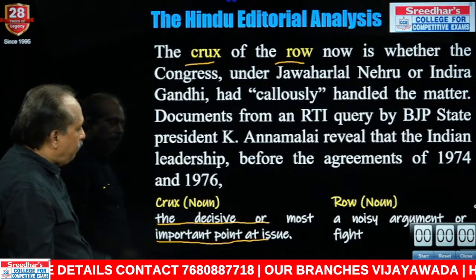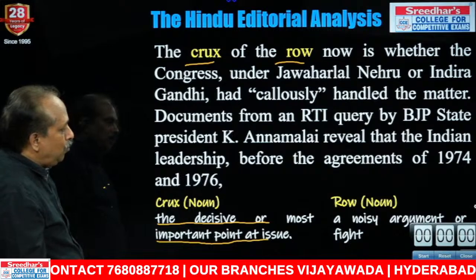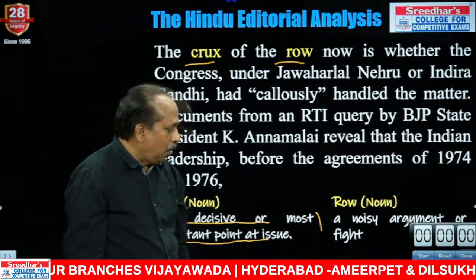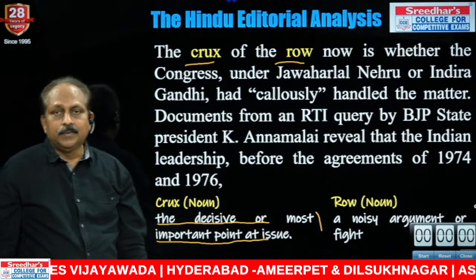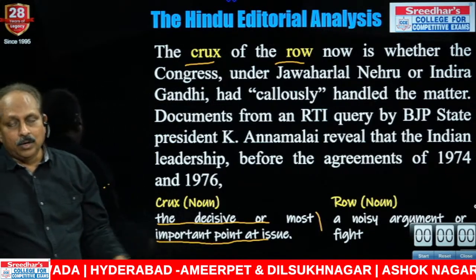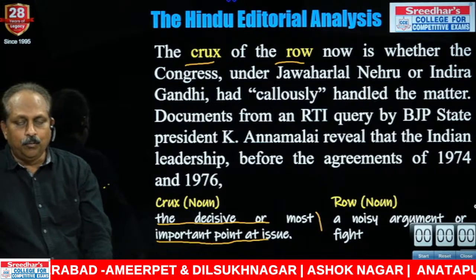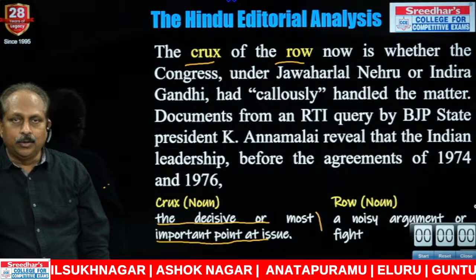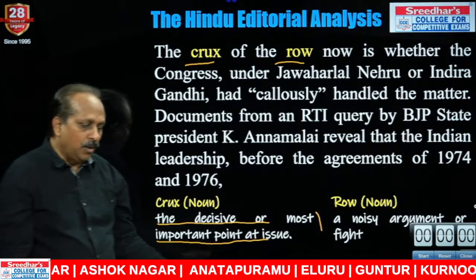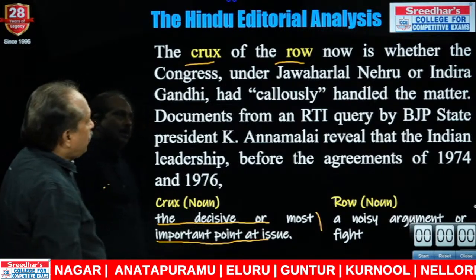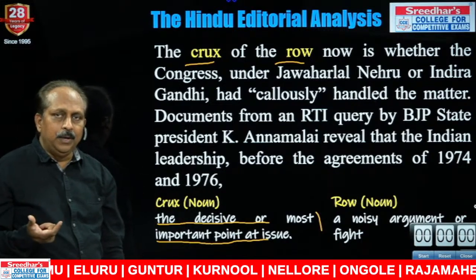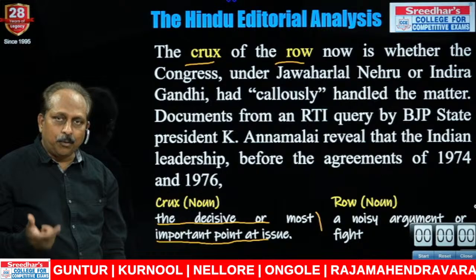Crux means the important part of an issue, and row has two or three meanings. In this context, an argument, a noisy argument or fight. What are the other meanings? One meaning, to form a line, a row. Another meaning, to move the boat, rowing. But in this context, argument. The crux of the row. Here row means a problem. What is the exact problem?